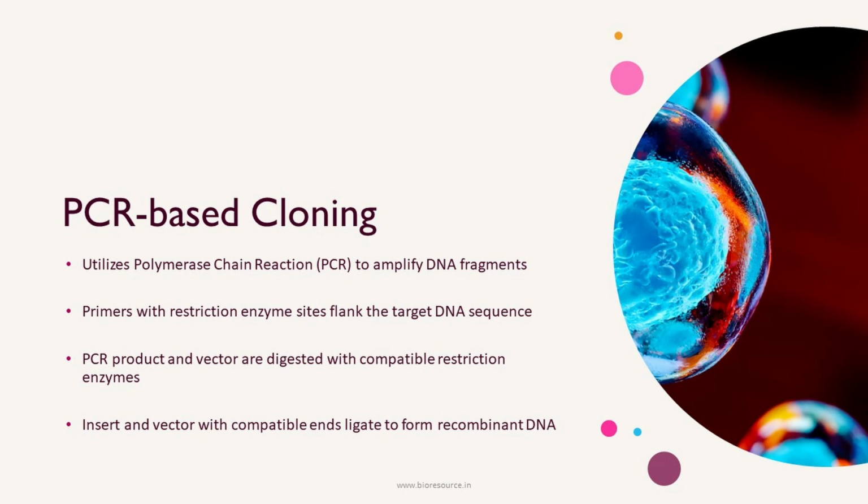In PCR-based cloning, the primers containing the restriction enzyme recognition sites are designed to flank the target region sequence, and the PCR product and the vector are digested with compatible restriction enzymes, generating fragments with complementary overhangs. So it is basically introducing the restriction sites through PCR by designing the primers to have those sites in the primer, and during the amplification, this will introduce a restriction site to the PCR product. So we are not dependent on the restriction sites in the sequence. We are actually introducing the required restriction site to the insert by PCR.